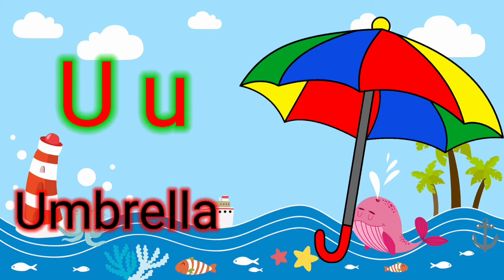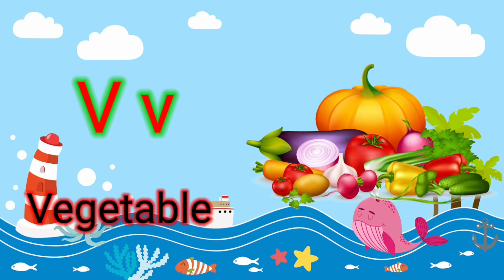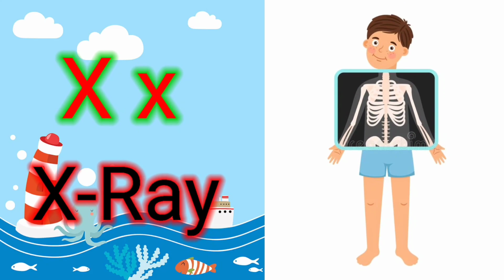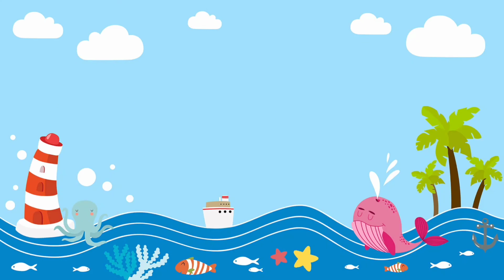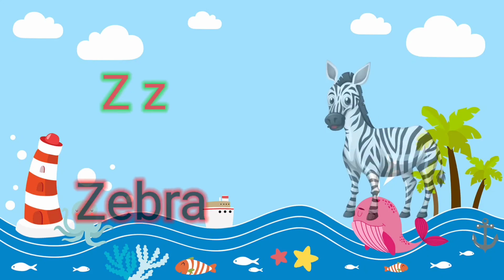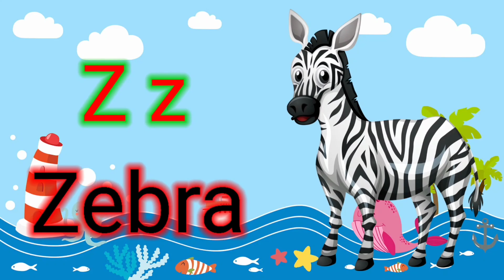U for umbrella. V for vegetable. W for watermelon. X for x-ray. Y for yo-yo. Z for zebra.